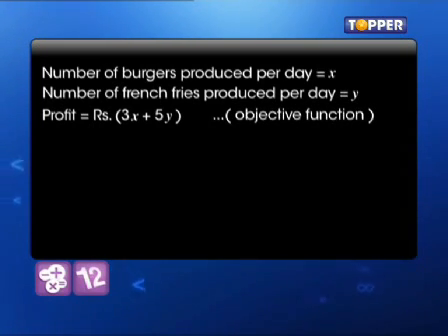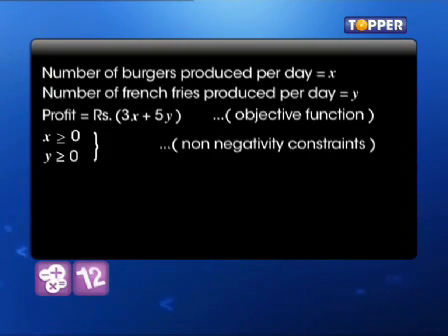It's important to note that both X and Y are non-negative because there's no meaning to produce negative numbers of these items. So, X is greater than or equal to 0 and also Y is greater than or equal to 0. These are called non-negativity constraints.